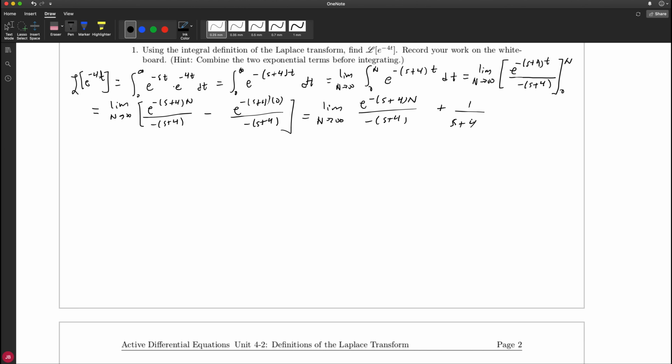And you'll notice that this second part, this second term, has no bearing on n. So you can keep it in the limit or you can take it out. I just chose to take it out of the limit, right? Because it's not going to change with n, and the limit won't affect it either way.